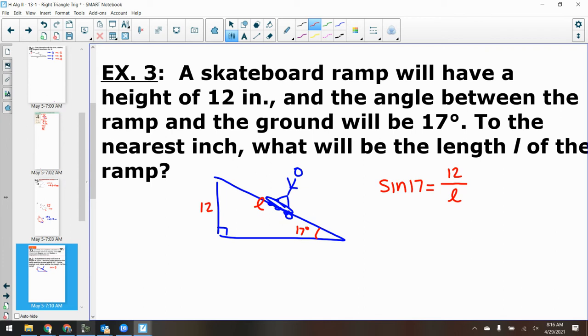Now, how do I know I want my calculator in degree mode? Well, wasn't I given an angle measure in degrees? That's the way I know I want my calculator in degree mode.